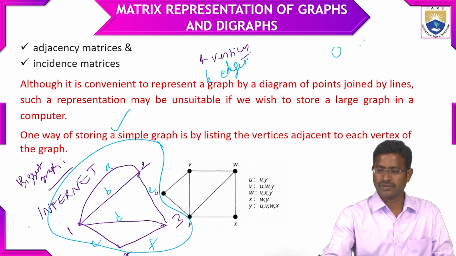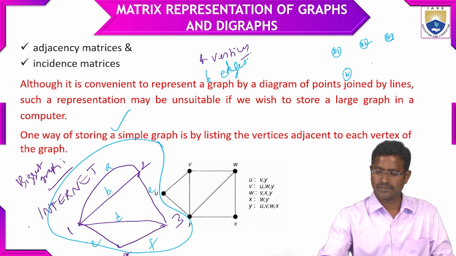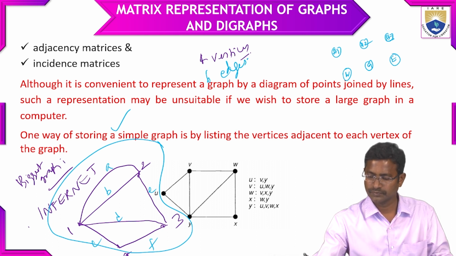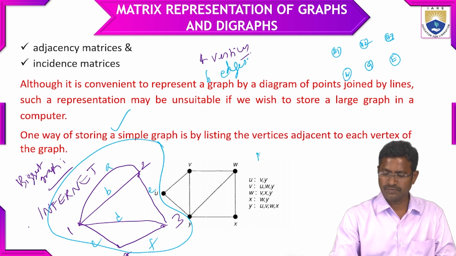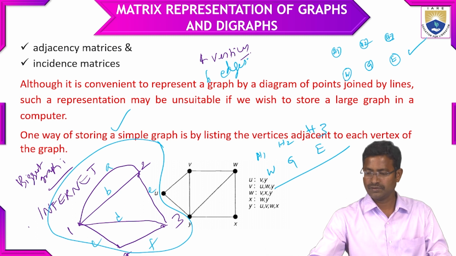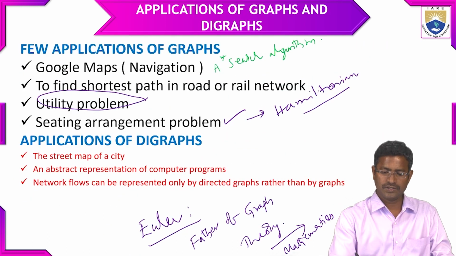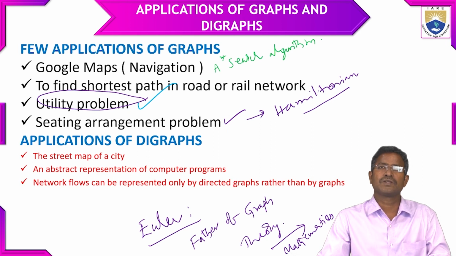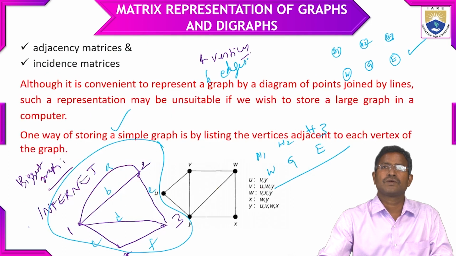Assume that three houses are there. This is house 1, house 2, house 3. These are the water supply, gas supply and electricity. So you can say H1, H2, H3, water, gas and electricity. These are the basic three. This is the utility problem in practice. I have given the definition, explained the shortest path in detail, Google Maps and the seating arrangement also. Now we will see what is meant by utility.